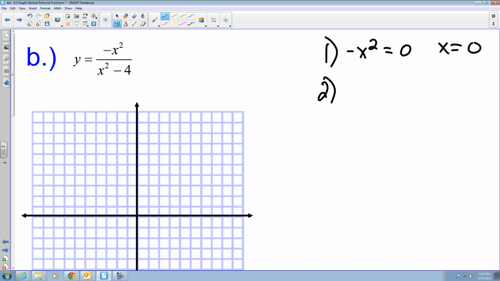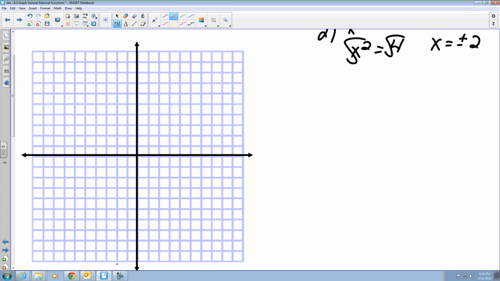Step 2, I need to find my vertical asymptotes. How I do that is I take the denominator, set it equal to 0, and solve it. So I get x squared equals 4. That means x, if I take the square root of this, equals plus or minus 2. So let's write those in there. I have negative 2 as an asymptote, and I have positive 2 as an asymptote. Okay?